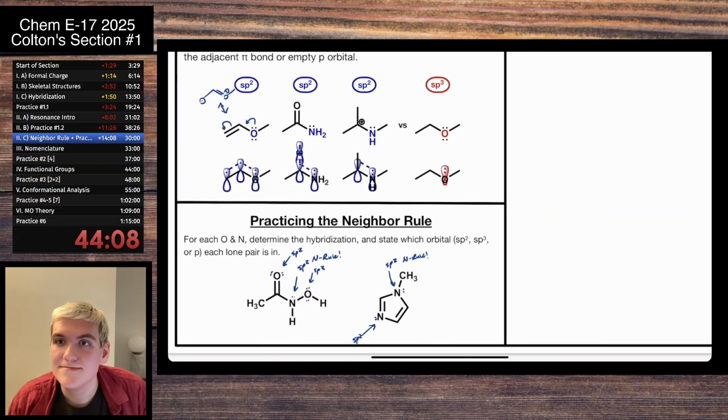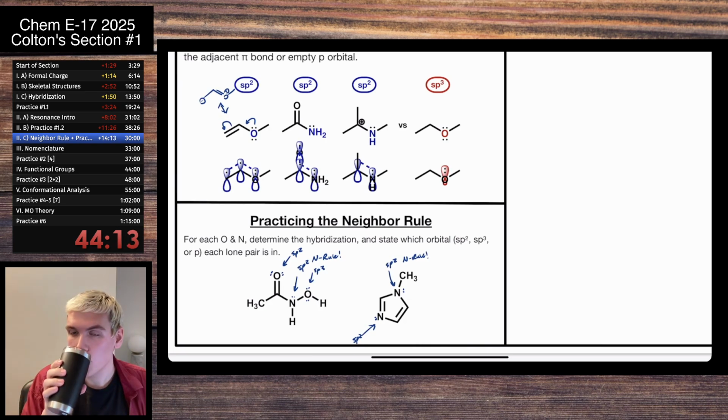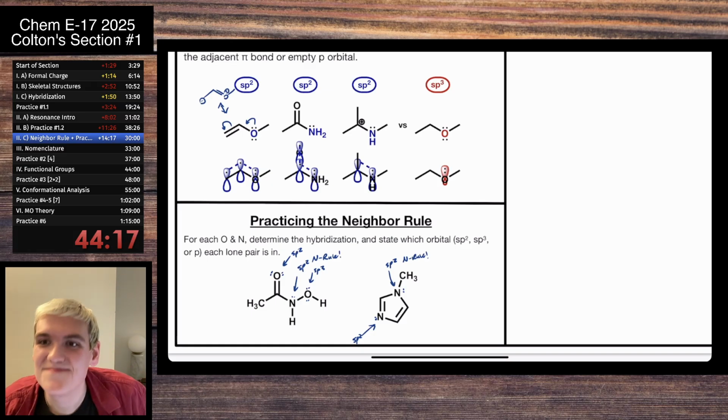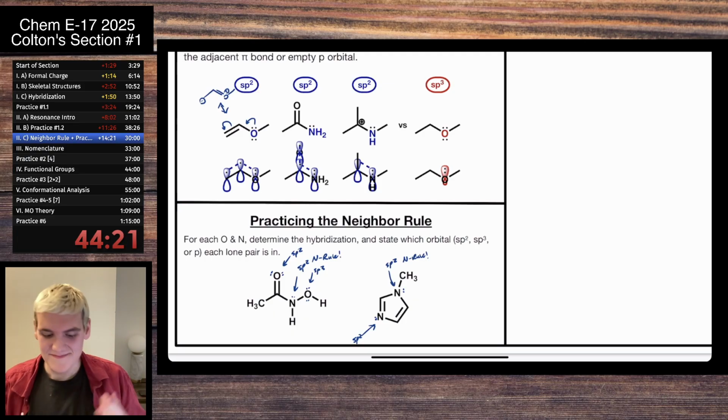Yeah, I have a question, Colton. Totally. So the neighbor rule only applies one time, basically, even if it has 2 empty p orbitals. Yes. It's not going to lower it even more.